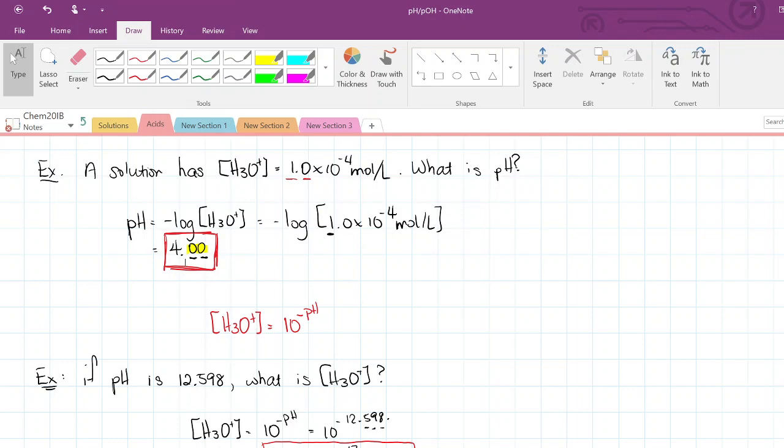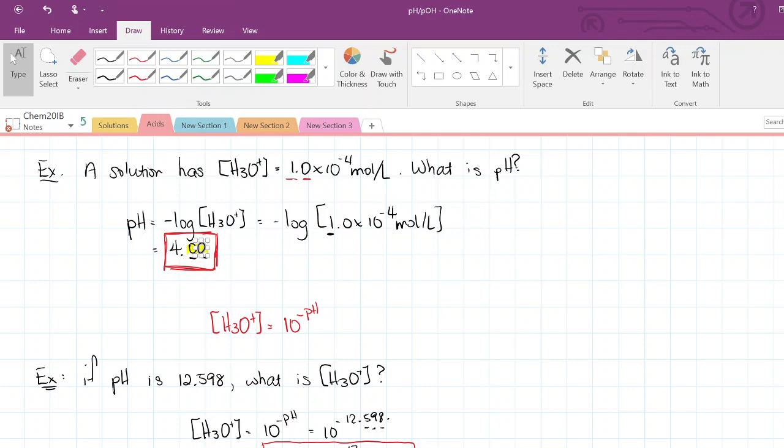And in this case, if you notice, generally the exponent on your concentration is going to be either bang on or pretty darn close to your pH. In this case, the exponent is bang on with our pH because we're dealing with a concentration of 1.0 times 10 to the negative 4. If this was something like 3.9 times 10 to the negative 4, we wouldn't be right on a pH of 4. We'd be somewhere close, but not right on. Okay. So the exponent represents the pH. So you can always look at your exponent and get an idea of where you should be in terms of your pH answer.